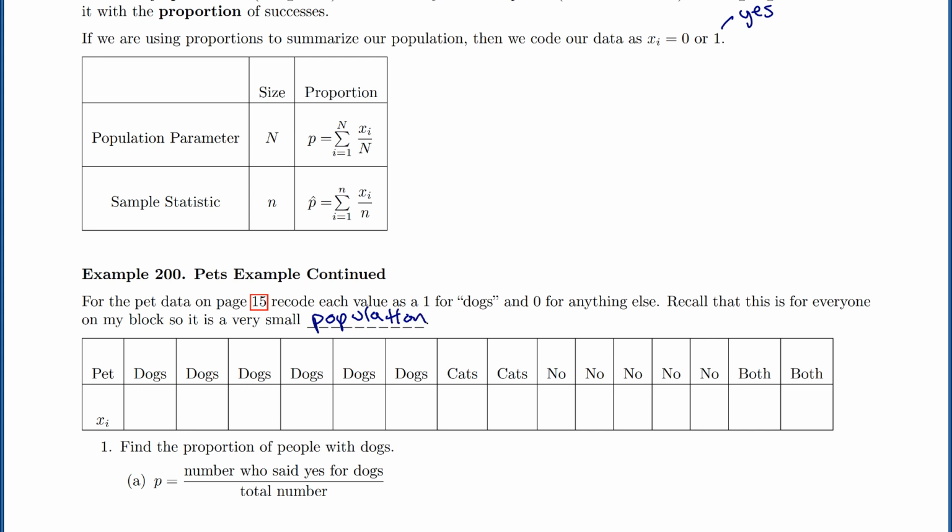So if it's a dog, I'm going to say that the X value is 1. So all of the dogs, I'm going to put an X value of 1. Everything else is 0. So even though there were more categories originally, in this case, I only want to look at the people who have dogs. So everything else is just a 0.